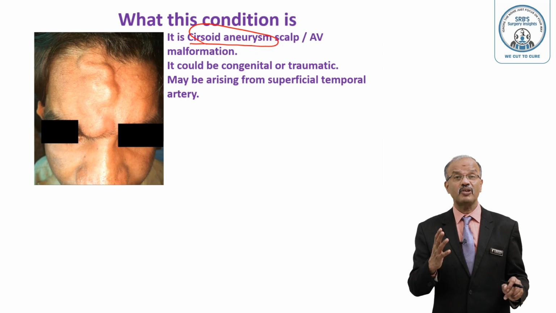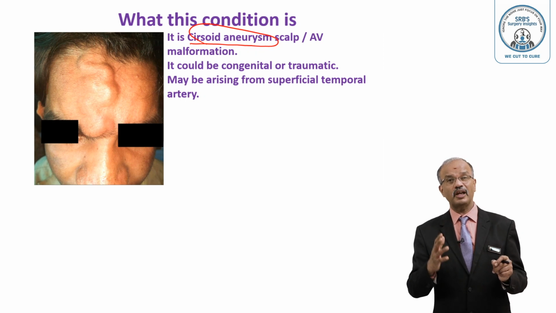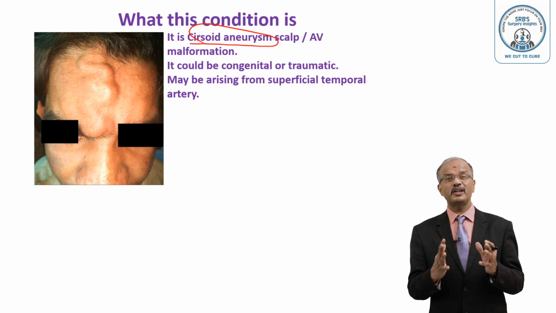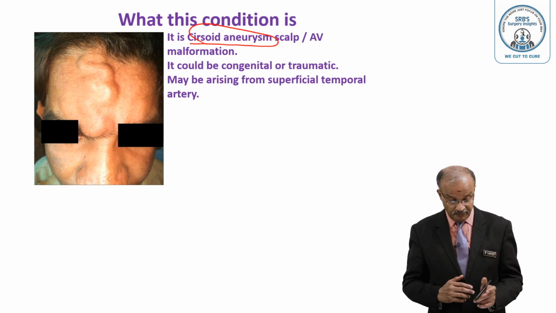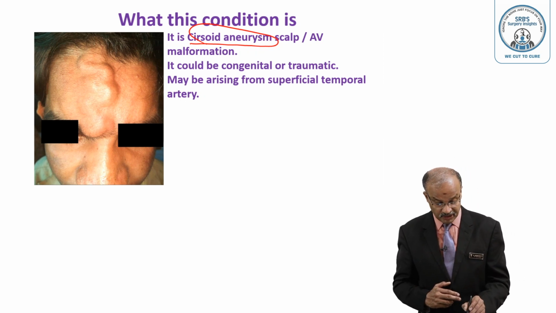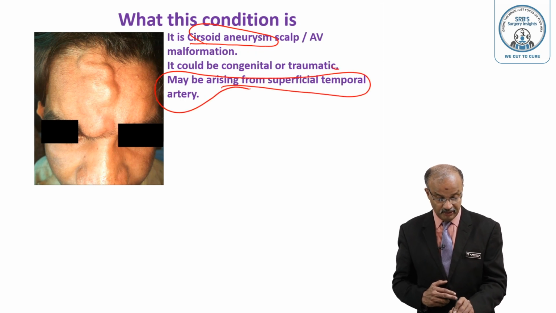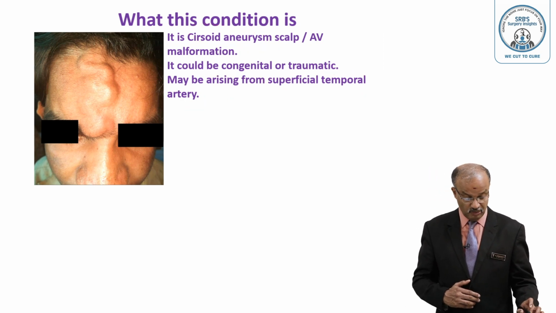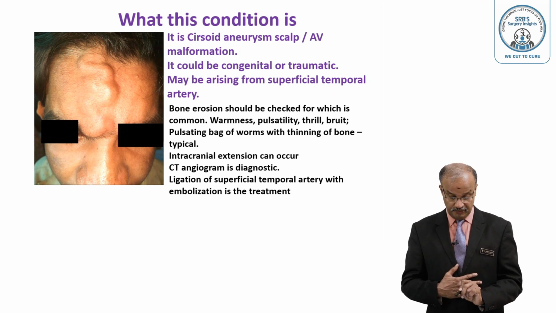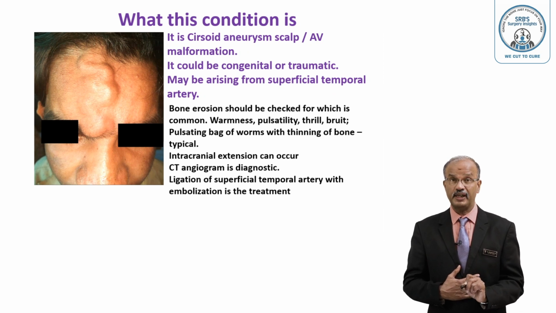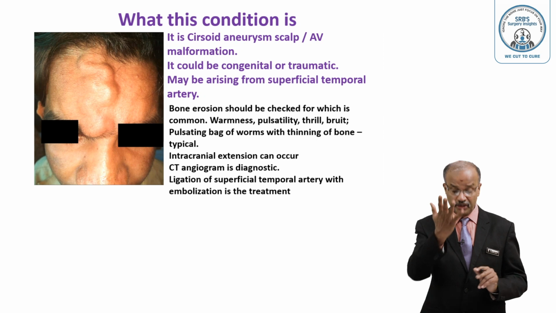It can be congenital or traumatic. I said it's as such uncommon. The differentiation has different guidelines, but I'm not going to discuss that. What is important, they will ask as an MCQ: the commonest artery involved is the superficial temporal artery. This will be asked as an MCQ question which you have to remember. Bone erosion should be checked, and warmness, pulsatility, thrill, bruit we already discussed.